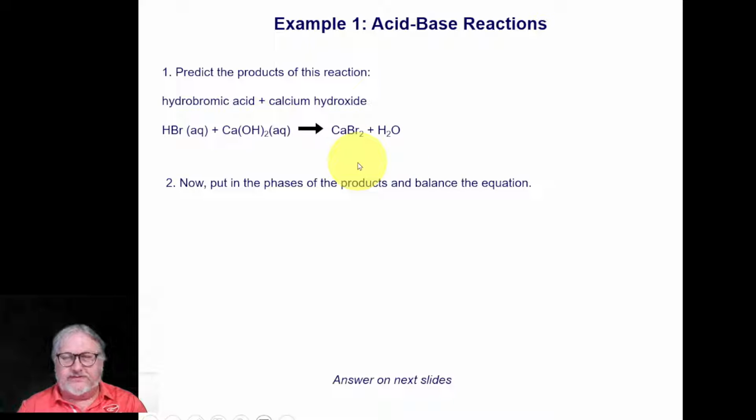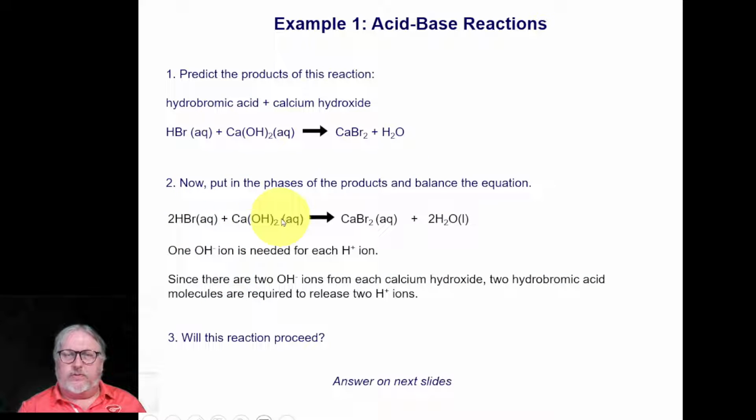Now we have to put the right phases in and balance it. These two are aqueous, that is aqueous also, and then you have water. One hydroxide ion is needed for each proton, for each H plus ion. Since we've got two hydroxides from each calcium hydroxide, two hydrobromic acid molecules are required to release two protons. Will this reaction proceed? Yes, because all acid-base reactions will occur.